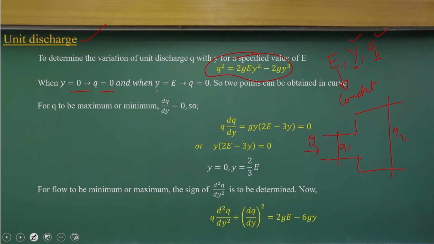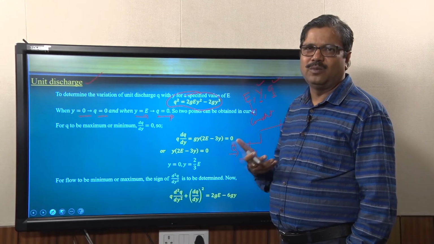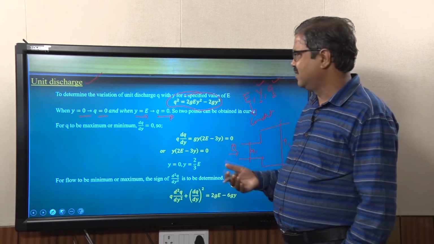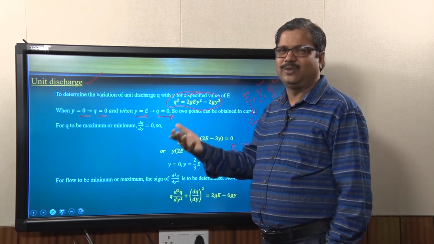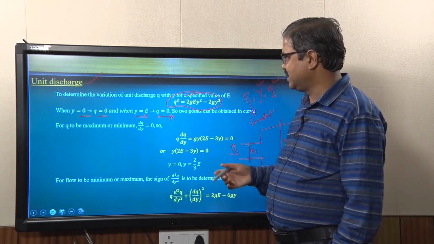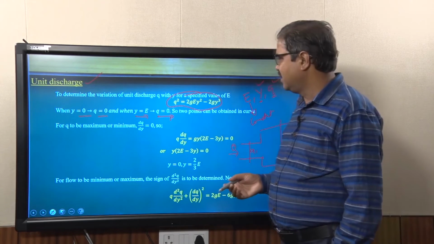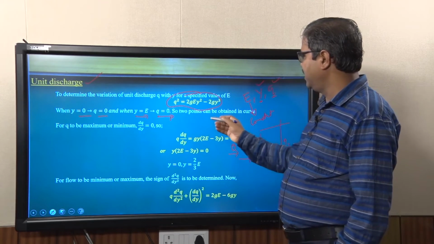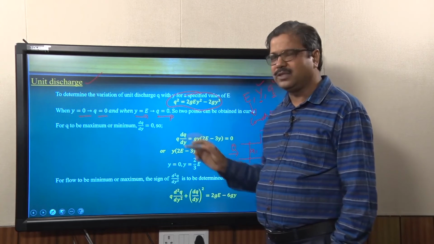And when Y equals E, Q equals 0. All the energy is now the flow depth, so there is no energy available for the momentum. That means there is no velocity, so there is no flow. That is the condition we can see. These two points can be obtained on the curve, so we know these values.